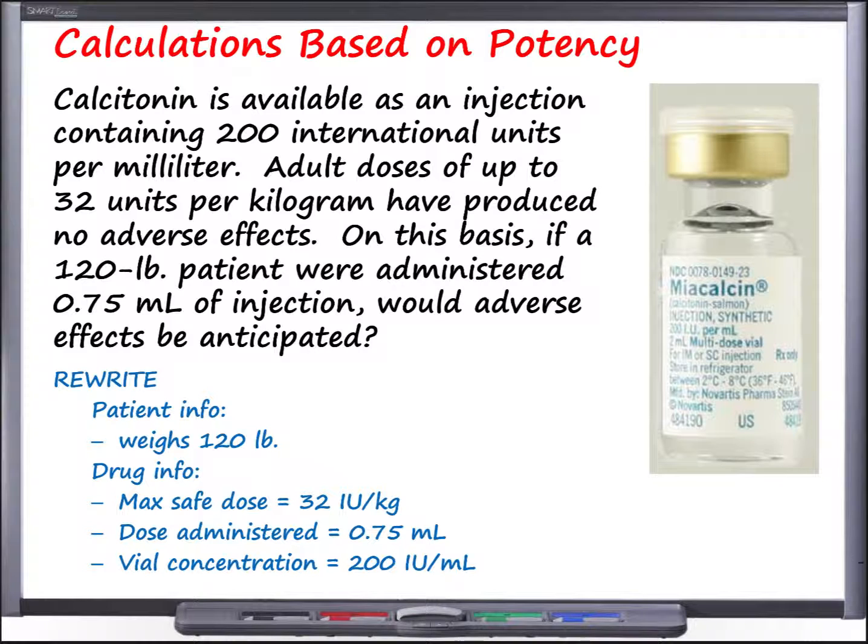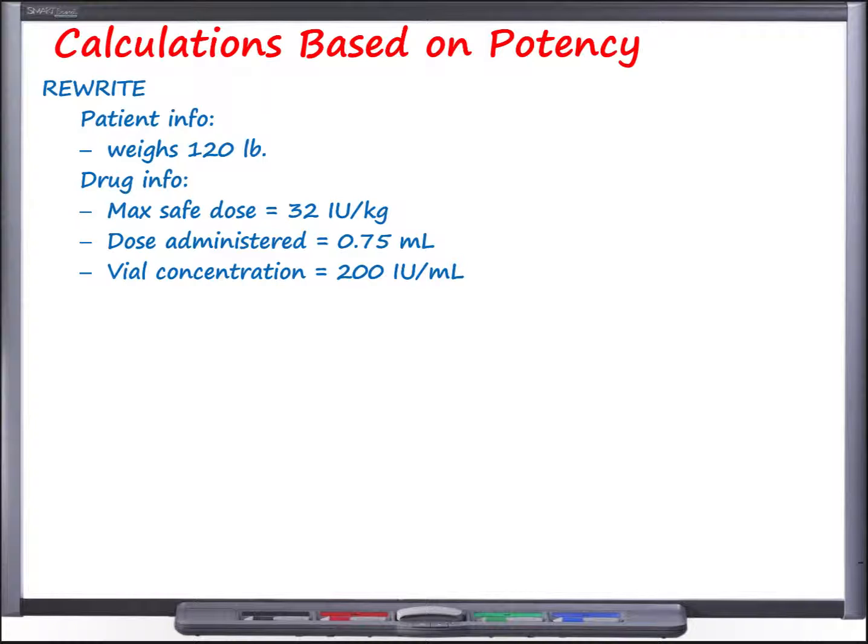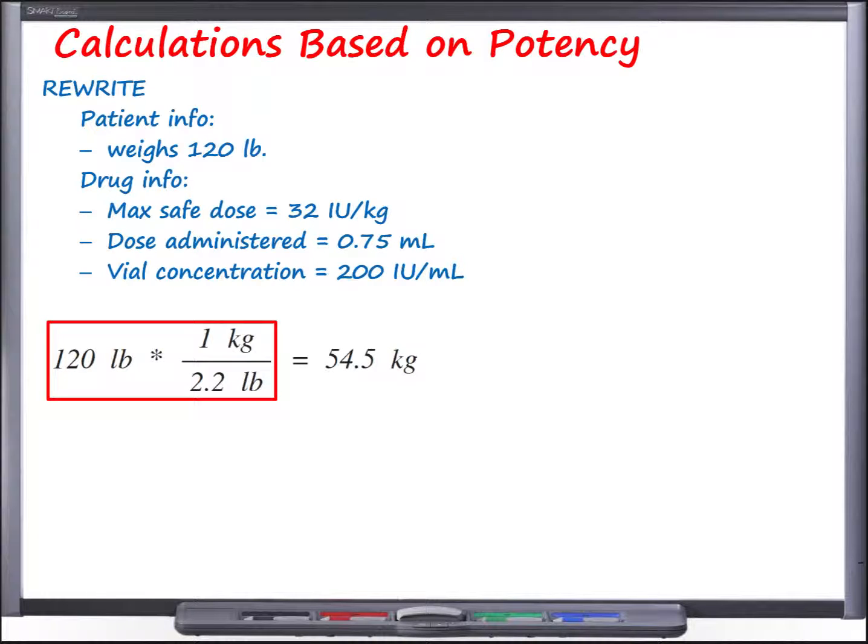So from all of that, can we answer the question: would we expect adverse effects to occur when we give a patient who weighs 120 pounds a dose of 0.75 milliliters? So let's answer that question. So again, I re-showed you the information that I've rewritten here, and where are we going to start? Let's start with the patient's weight. So we're going to start with converting their weight in pounds, so 120 pounds, to kilograms by multiplying it by 1 kilogram over 2.2 pounds, so that pounds cancel. And we'll see that our patient weighs a total of 54.5 kilograms. That's just their weight in kilograms.